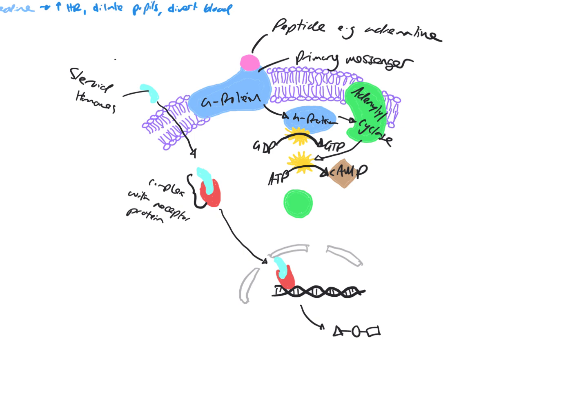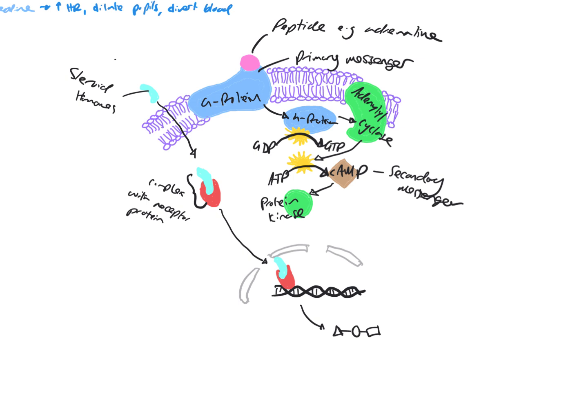Now, cAMP stands for cyclic adenosine monophosphate. So this has one phosphate molecule, and this is going to be really important because this is now going to go on to act as a secondary messenger within this cascade of events. As a secondary messenger, our cAMP is then going to activate protein kinase, and it's going to cause a conformational change within that protein.